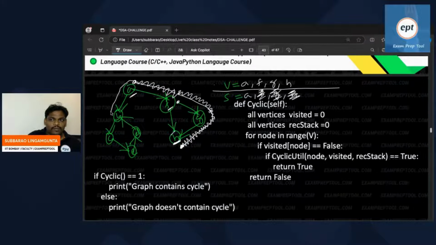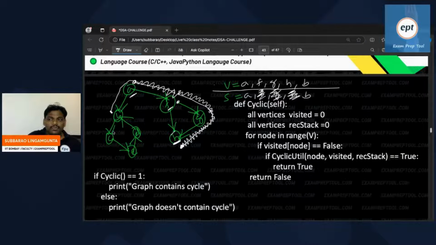Now go to B. I am at B now. Can you give the answer to me? B is already visited? No, visit it. And one more: B is there in the stack? No, you can keep it in the stack. Next one.